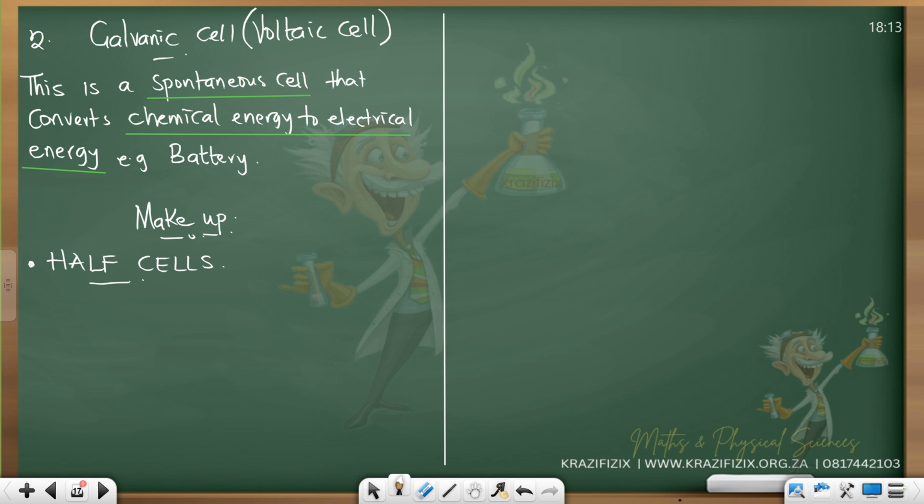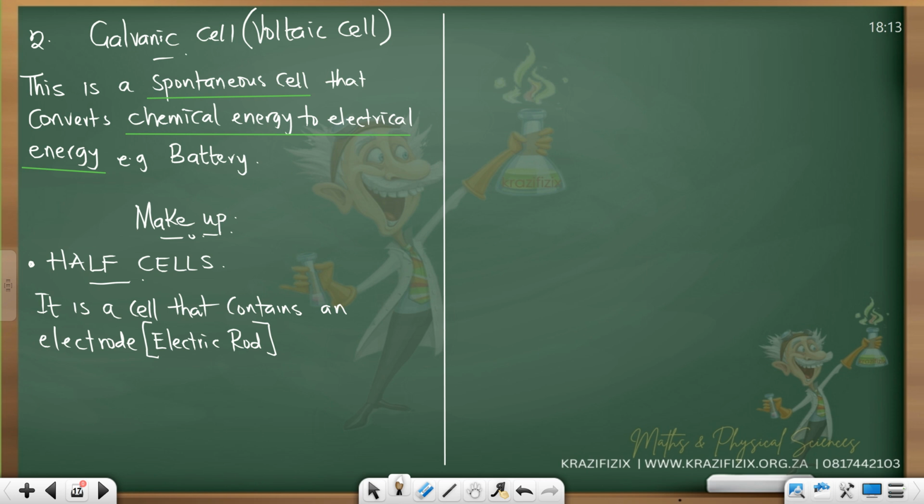What is a half cell? A half cell is either an oxidation or reduction cell. But what it is, it's a cell that contains an electrode. Remember we spoke about an electrode. What's the other way I told you to remember electrode? I said it's an electric what? Rod. What did we mention about electric rod? We said it's a solid, it's a conductor. Remember? Electric conductor. Rod, solid.